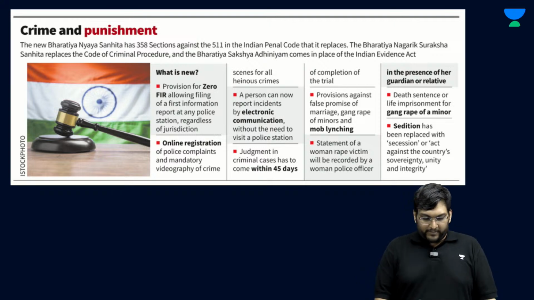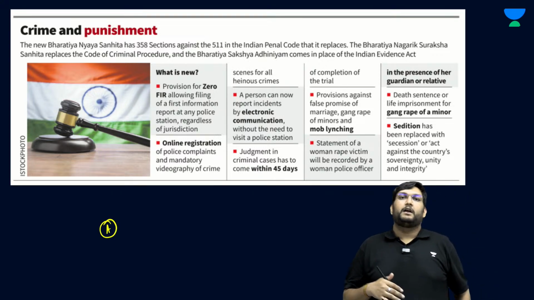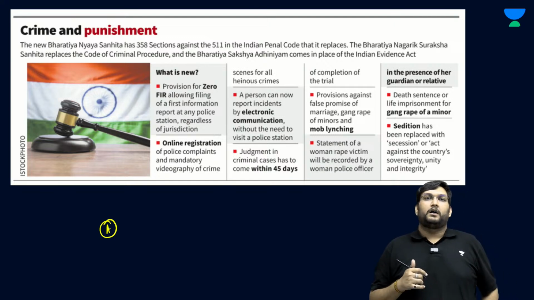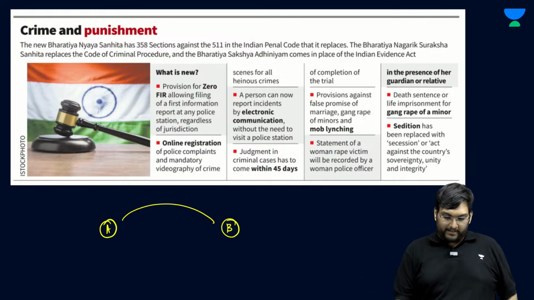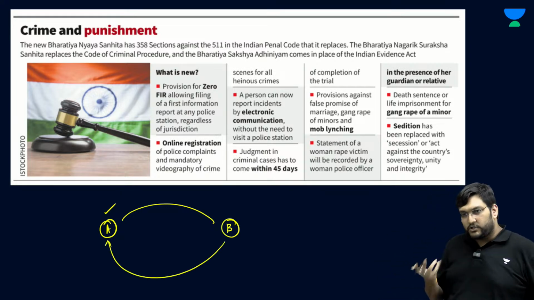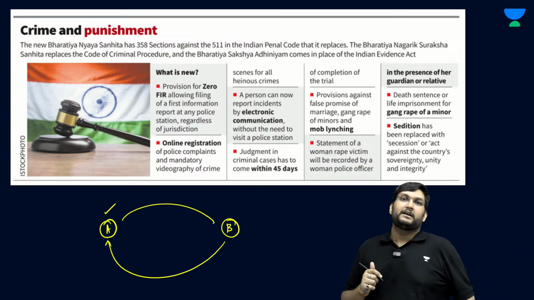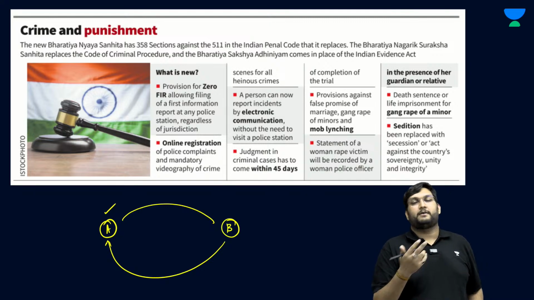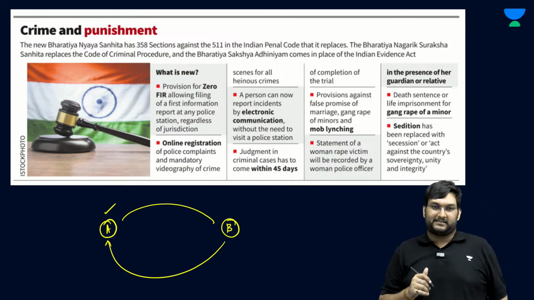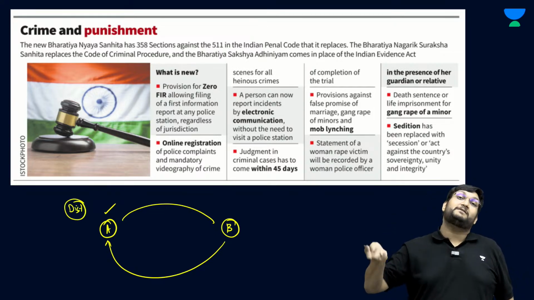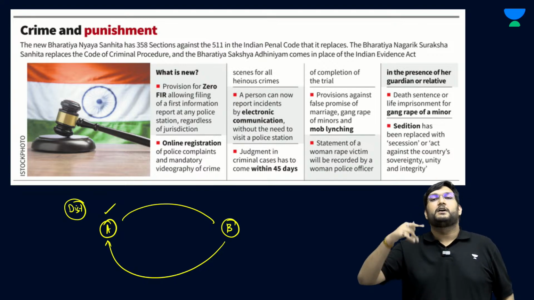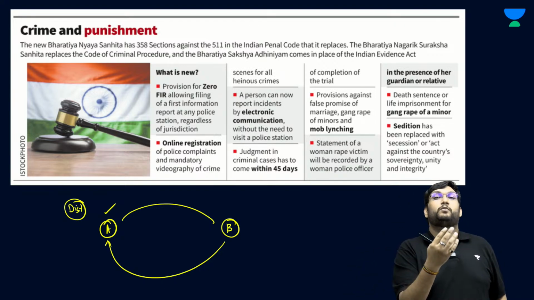Zero FIR means that, for example, I'm in a city A and I get robbed. Now, I live in city B. When I reach B, I realize that my purse and phone are gone. Now, what used to happen was you would have to travel to A, go to that place where you think you lost the phone and purse, and thereafter you would have to lodge an FIR or a complaint in the nearest police station in that district. So basically, you had to go to that specific district. It was your responsibility to see what jurisdiction it was under.